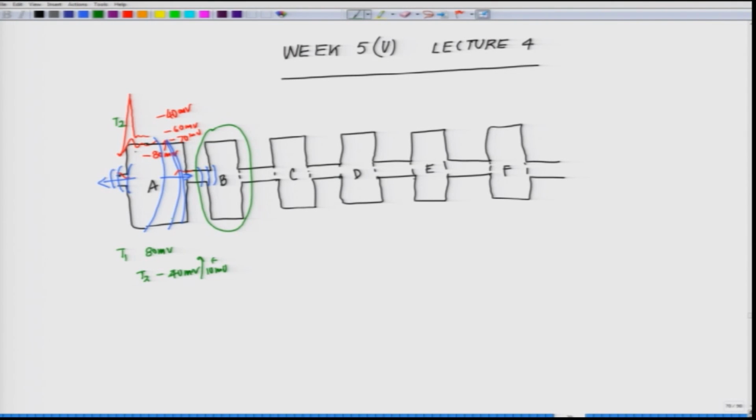Then this will come back to its original position. By T3, it will come back to minus 80 millivolt. But by this time, this B will exactly follow the same pattern as you see here. Then this will transmit it to C, this will transmit it to D, and overall what you will see is a wave getting propagated.